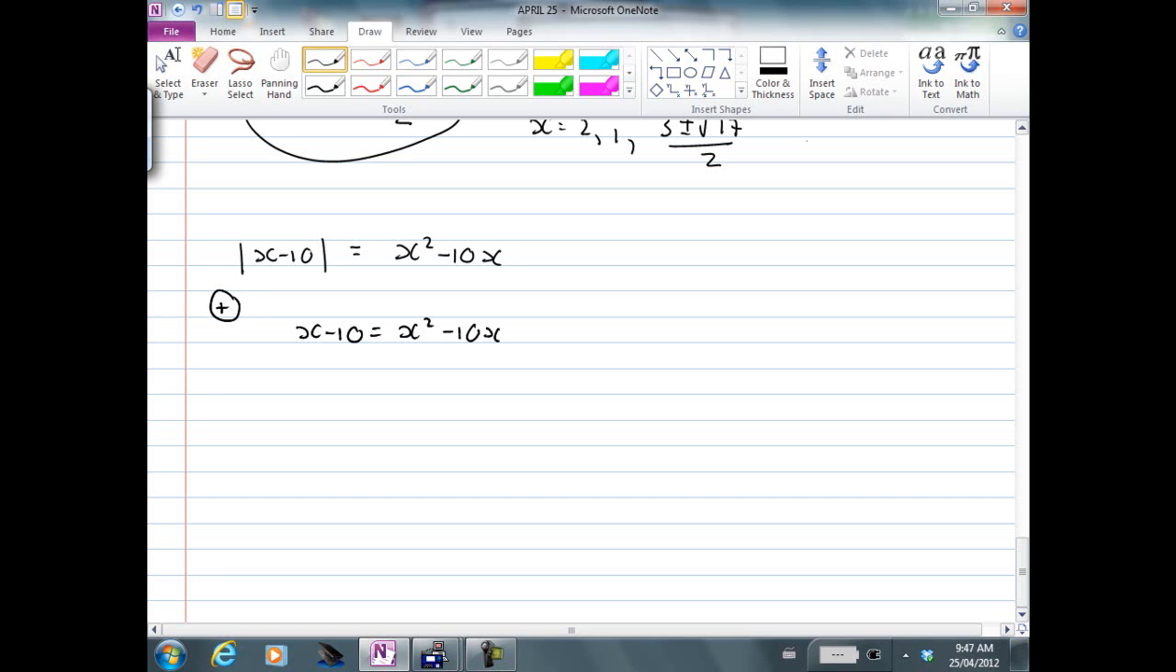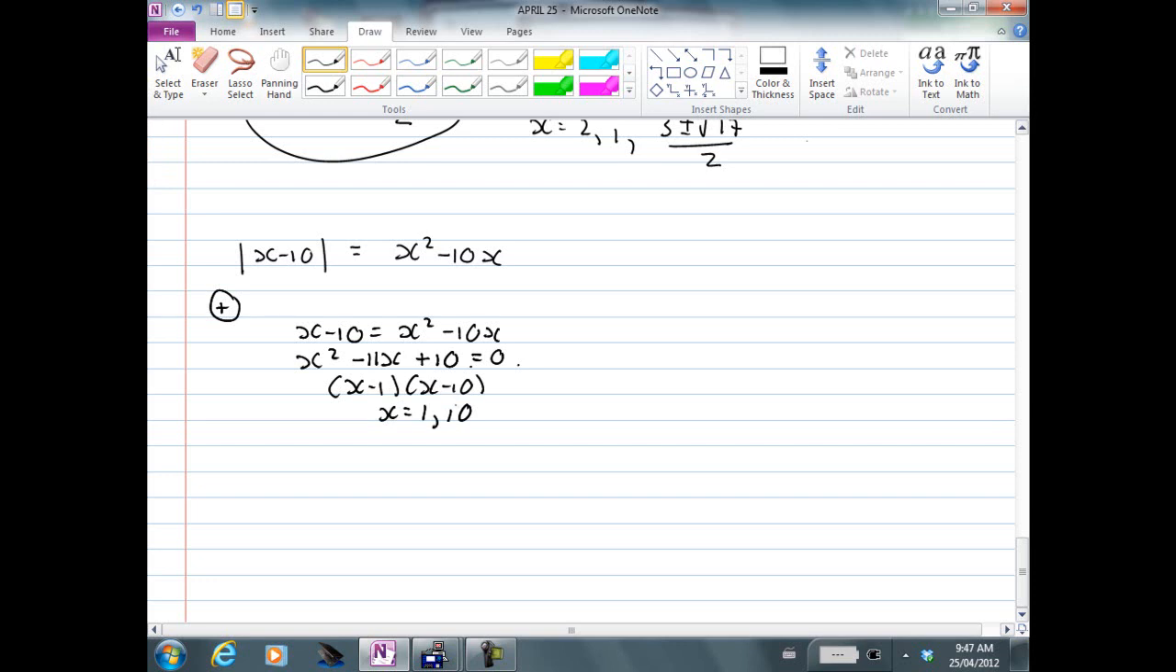Just move it to one side and solve. Here I have x squared minus 11x plus 10 equals to 0. From here, all you have to do is just factor. So go ahead, factor. X minus 1, x minus 10, x equals to 1 and 10. I'm not going to bother checking yet. I will do that later. But now I want you to go ahead and do case 2.